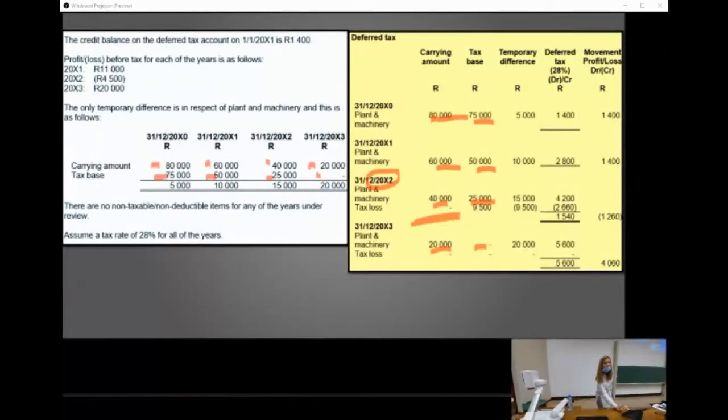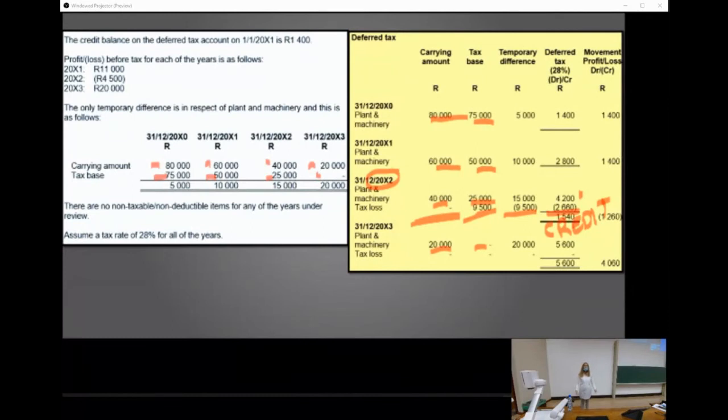Our tax base is a future deduction, a future benefit of 9,500, giving me a deductible temporary difference of 9,500. Multiply that by 28%, gives me my deferred tax asset amount of 2,660. It is being absorbed by my taxable temporary differences from my plant and machinery. So I'm sitting with a net credit balance on my deferred tax account, so I don't have to worry. I can recognize the full tax loss.